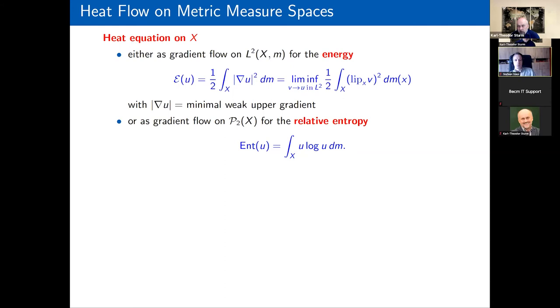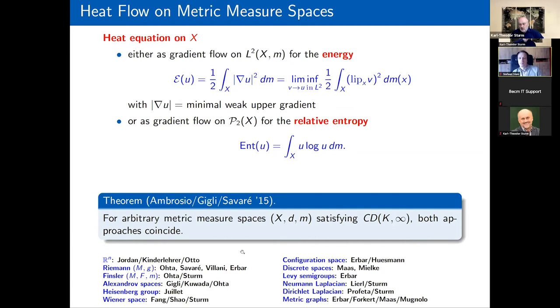There's another approach to heat equation based on this idea of Jordan, Kinderlehrer, and Otto, namely to regard the heat equation as the gradient flow of Boltzmann entropy in the space of probability measures. And you can ask whether this equivalence also holds true in a more general setting. And indeed, this is true, and it first was verified in a quite large number of different settings. So for manifolds, for Finsler manifolds, Alexandrov spaces, and so forth. But the main theorem which I want to mention here is due to Ambrosio, Gigli, Savaré, which says that both approaches coincide whenever this Boltzmann entropy is K-convex, semi-convex. And this is exactly our curvature condition.